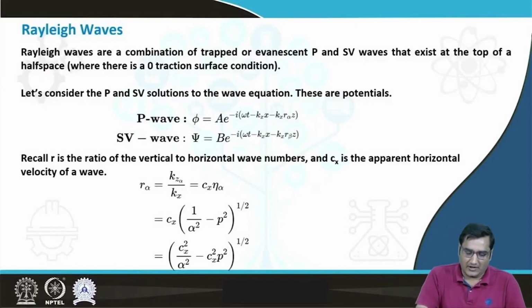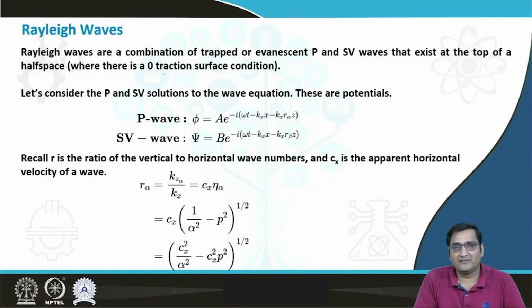Rayleigh waves are basically a combination of trapped, or evanescent, P and SV waves that exist at the top of the half space. Since we are talking about surface waves, at the surface the tractions must be 0. That is why it is written as a zero traction surface condition.